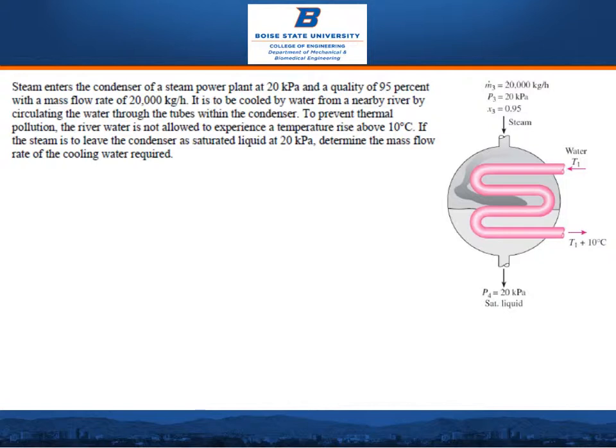Alright, so for this problem, energy in minus energy out equals delta E of the system. First assumption that we'll make is that it's a steady system, because it doesn't say otherwise, so there's not going to be a change. So E in is going to equal E out.